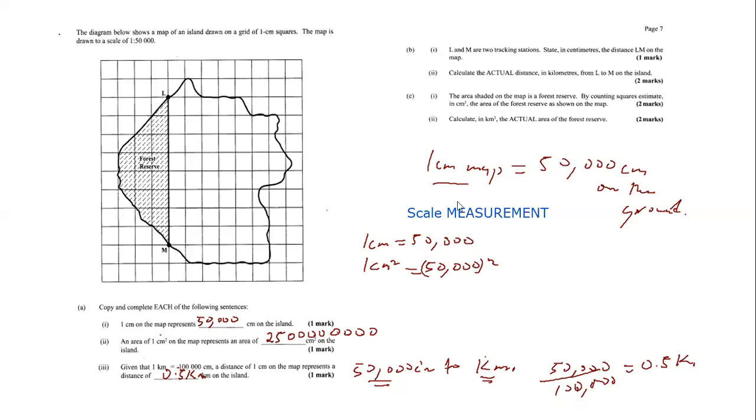L and M are two tracking stations. State in centimeters the distance LM on the map. Count again from L to M, make sure that you count. It is 8 centimeters. So this would have given me 8 centimeters.